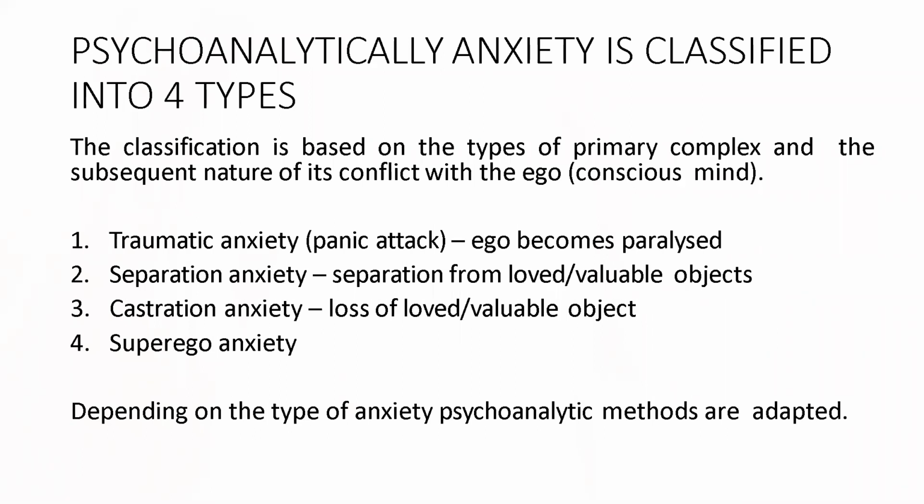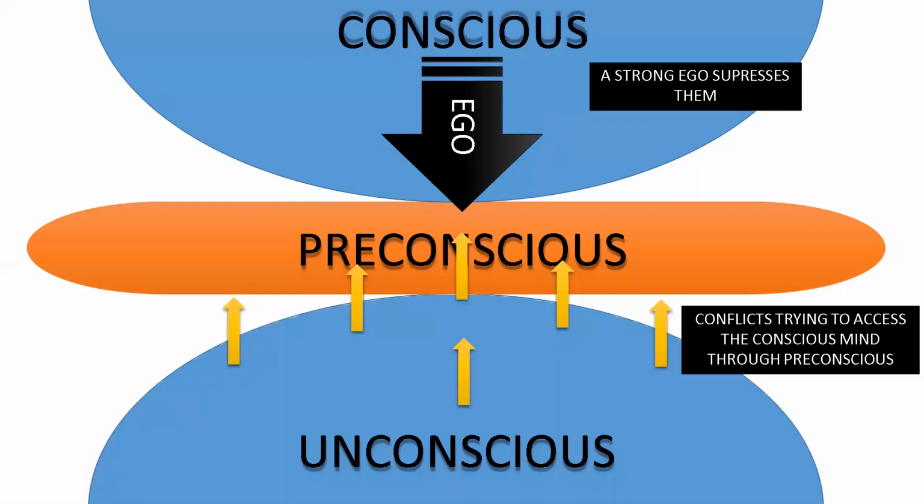So there is also separation anxiety, which is separate from loss of a loved or valuable object, or also castration anxiety, where there is loss of a loved or valuable object, and superego. Ego is, again, we know, where they feel they are superior and do not want others to overtake them. Such kinds of ego activities come into that. So depending on all these, a pictogram is developed here.